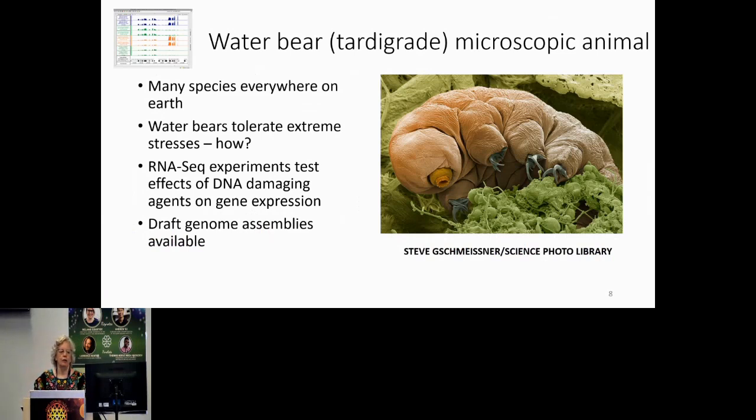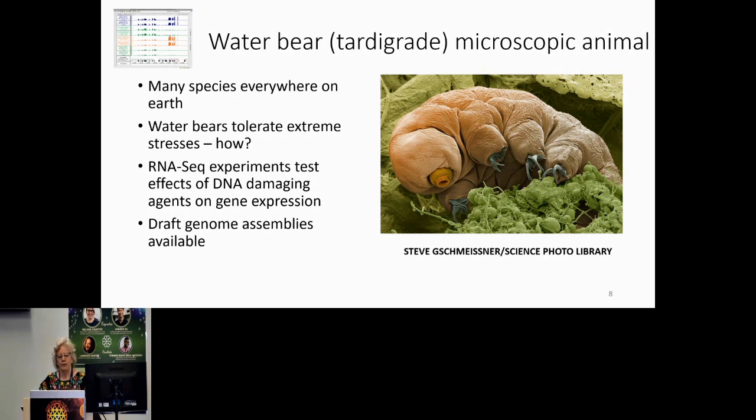The postcard is showing an experiment that investigated gene expression changes in response to DNA damaging treatments in an organism called a tardigrade or a water bear. And these are microscopic animals. They are found, there's lots of species of them, and they're found everywhere on Earth. And what makes them kind of special and interesting to a lot of people is that they're able to tolerate very extreme stresses. Some people say they can even survive in outer space.